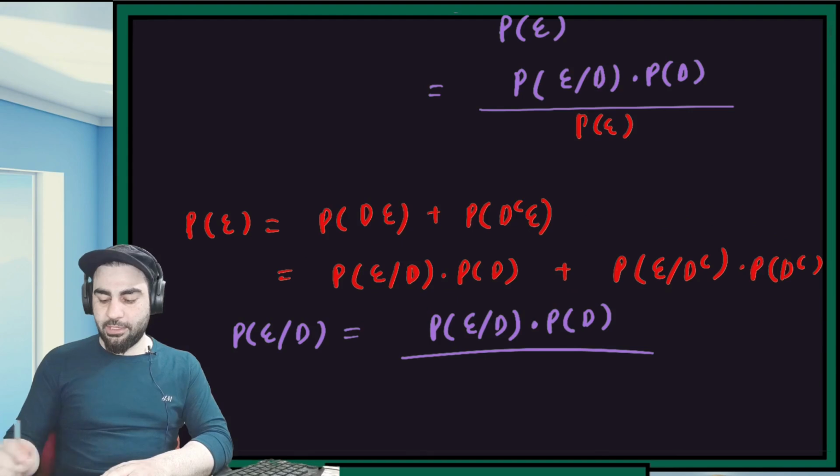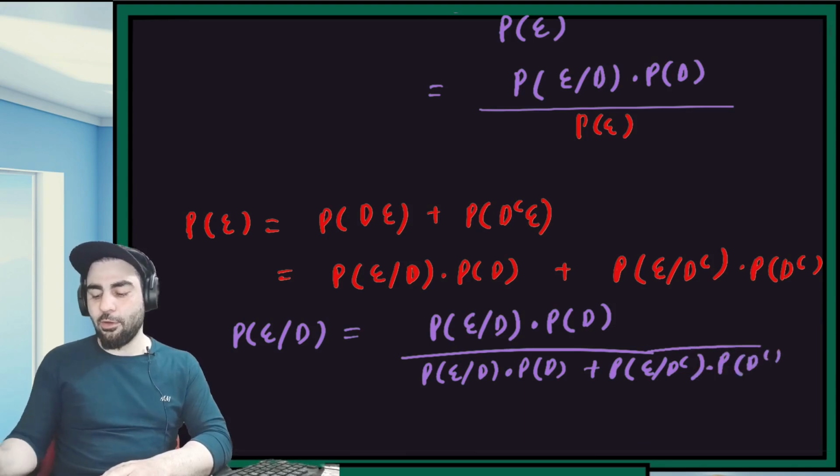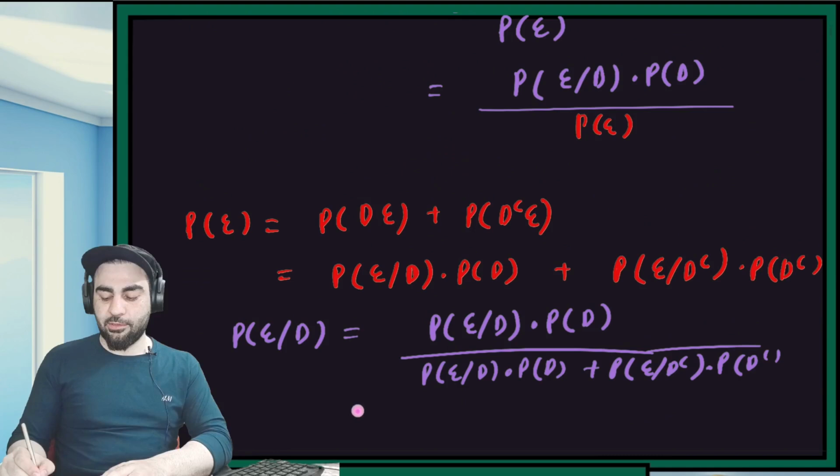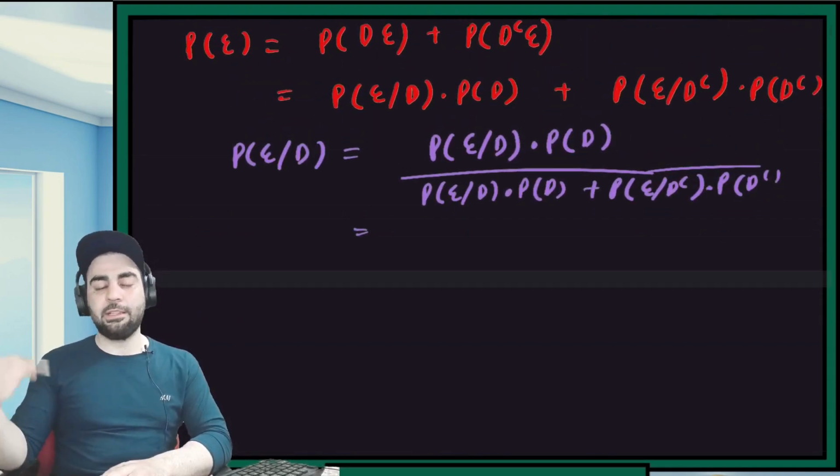So this whole term is basically probability of E given D multiplied by probability of D, which is appearing again, plus probability of E given D complement, multiplied by probability of D complement. So now you just have to plug in values. How to plug in these values? Pretty easy. Probability of evidence given disease.